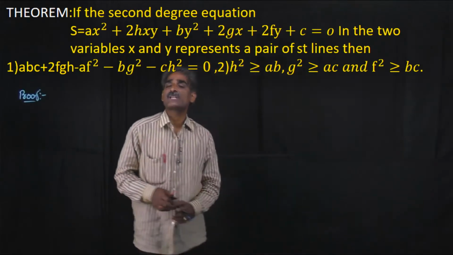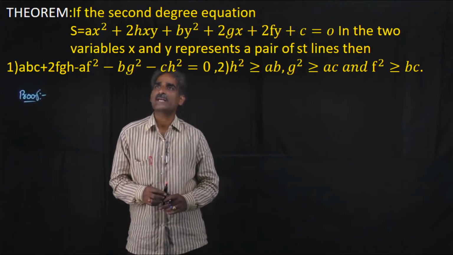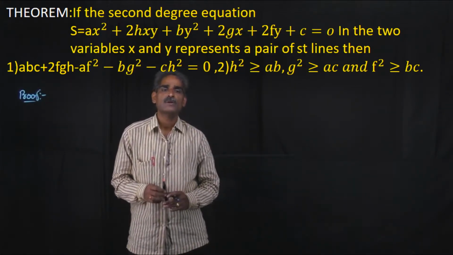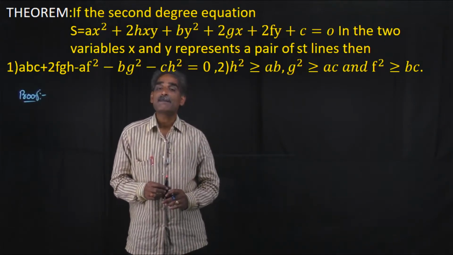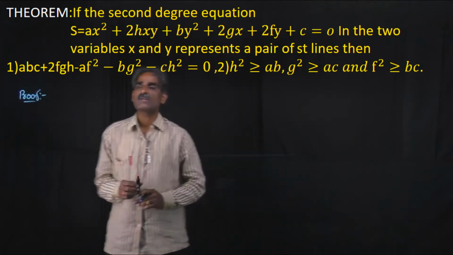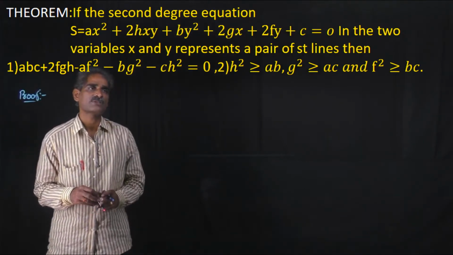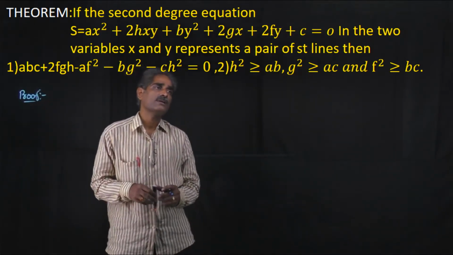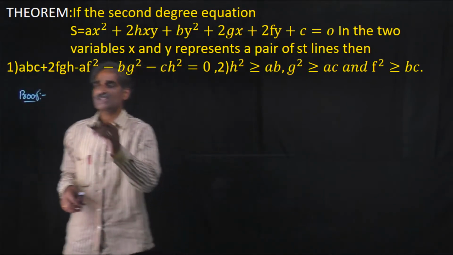So now see the statement. If the second degree equation S is equal to ax square plus 2hxy plus by square plus 2gx plus 2fy plus c equal to 0, in the two variables x and y represents a pair of lines, then the first one is abc plus 2fgh minus af square minus bg square minus ch square equal to 0, and the second one is h square greater than or equal to ab, f square greater than or equal to bc, g square greater than or equal to ac. So first of all, what is the given equation?